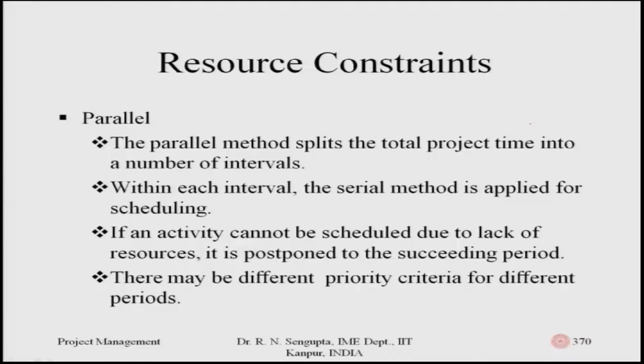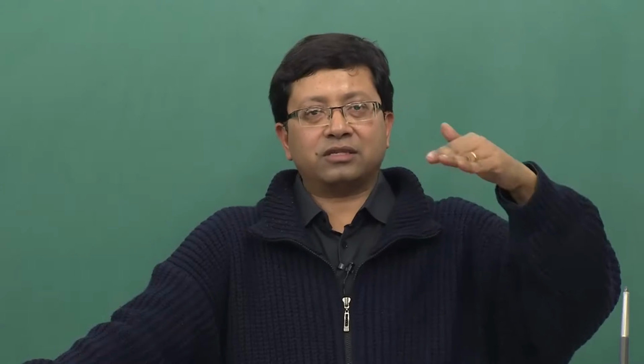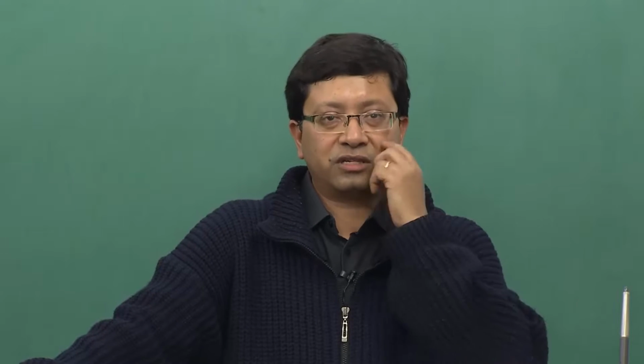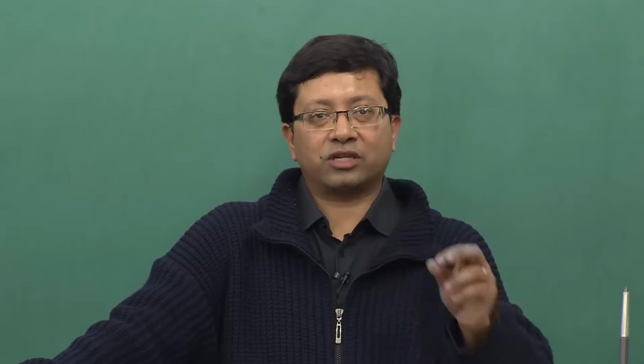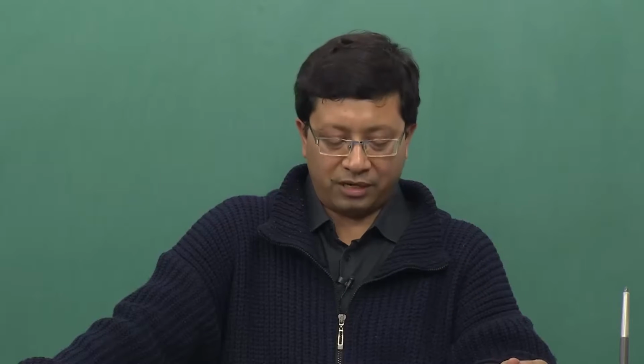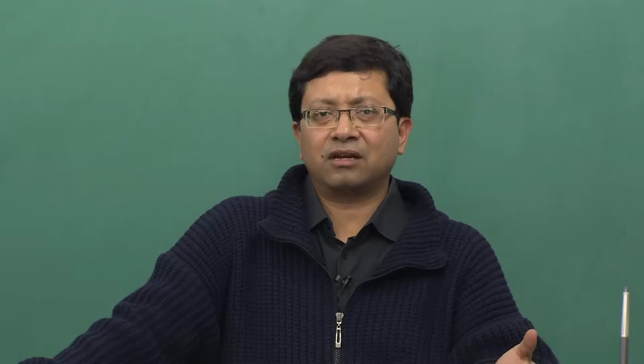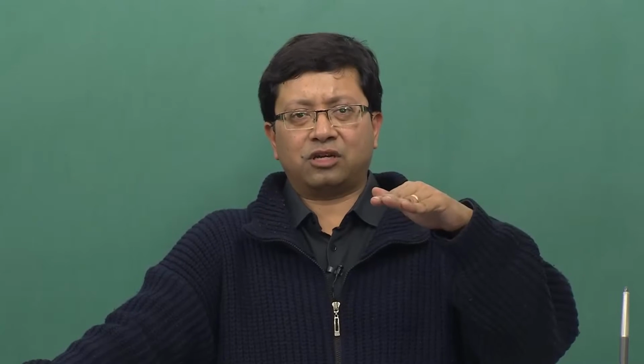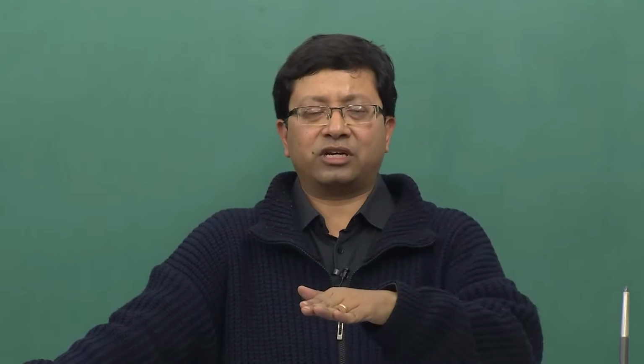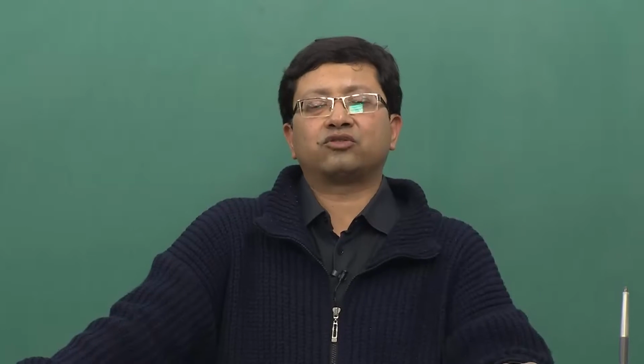Within each interval, the serial method is applied in the scheduling. So, you break it into time frames and then utilize the jobs in those intervals and see whether the resource allocations are exceeding or they are within limit. If an activity cannot be scheduled due to lack of resources, it is postponed to the succeeding period. So, in the same way as in the serial method, if resource allocations are exceeding, you pass it on to the next level and then see whether resources are available.